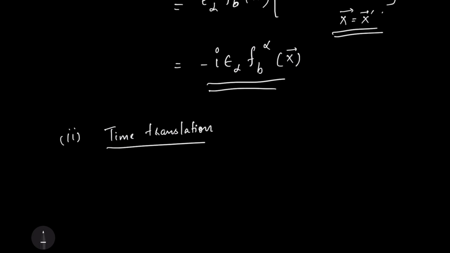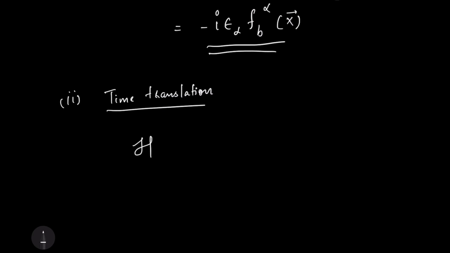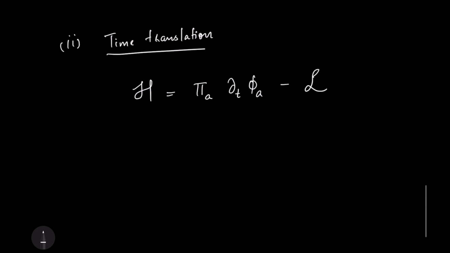And the best example for time translation is the Hamiltonian density itself. So I can write the Hamiltonian density is equal to pi a times the time derivative of the field minus the Lagrangian density. If you carefully look at this expression, this is the current density and this will be the transformation, and the Lagrangian density will act as the K mu alpha.